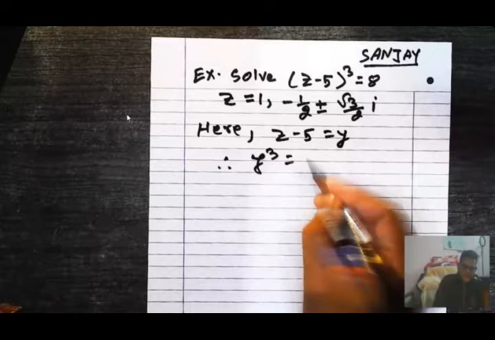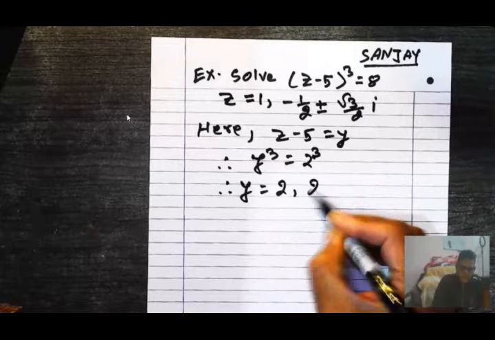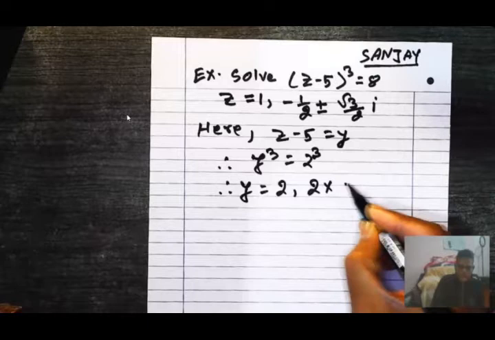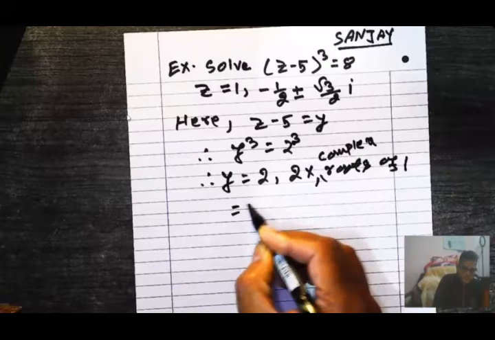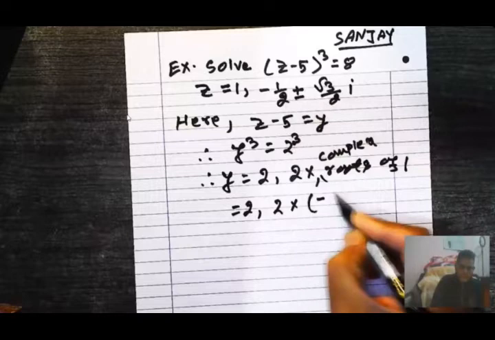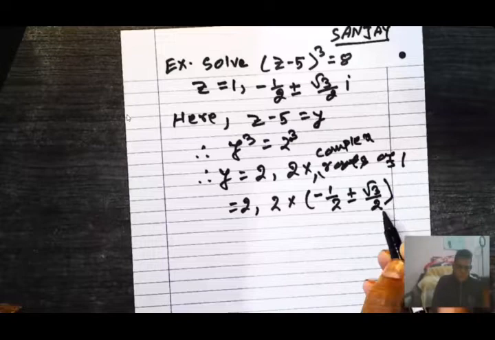And just now we have seen that, so therefore values of y will be 2, and the other values, the complex roots, will be 2 times the complex roots of unity, that is 1. So your answer will be 2 times, negative half plus minus root 3 by 2 times i.